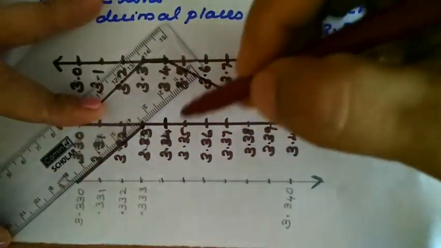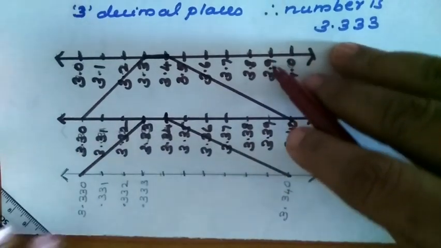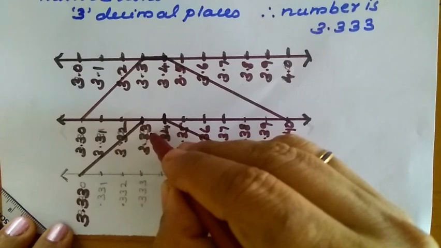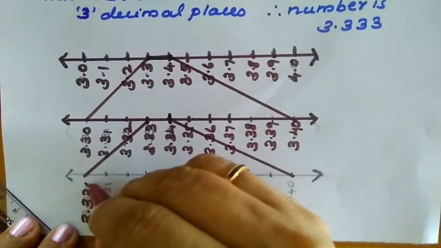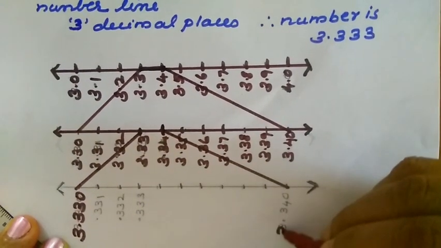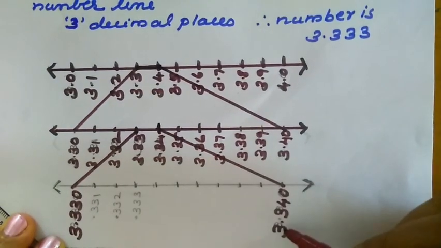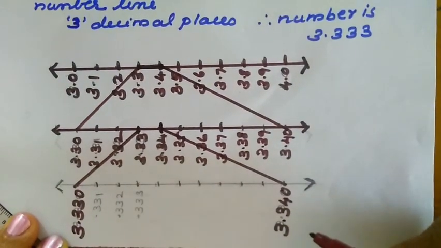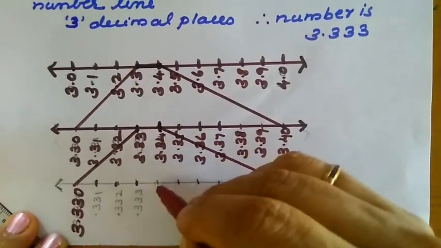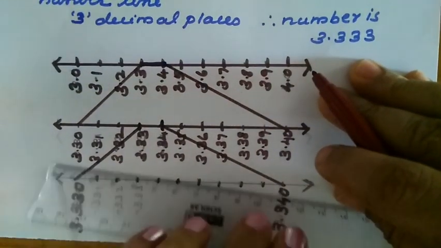3.33 ends 3.340. So the first number is 3.33. That is the 2 decimals. So we have to make it 3 decimal now. 3.330. Now the last one is 3.34. So making it 3, we are adding 0 and the last number is 3.340. By similar procedure, I am marking 1 centimeter here on the number line. I will complete that one.